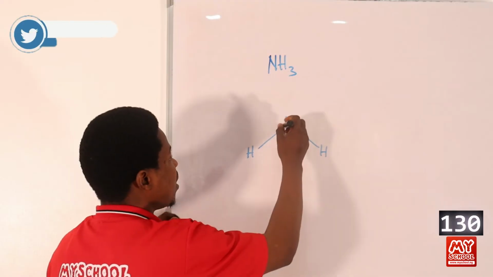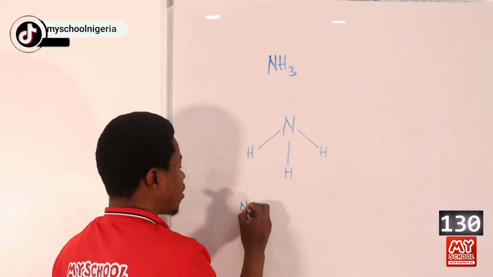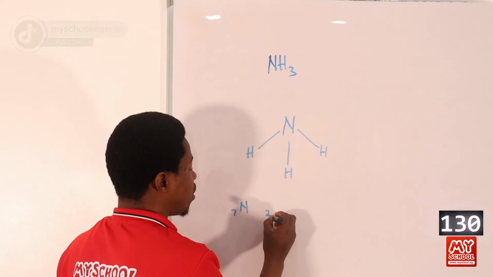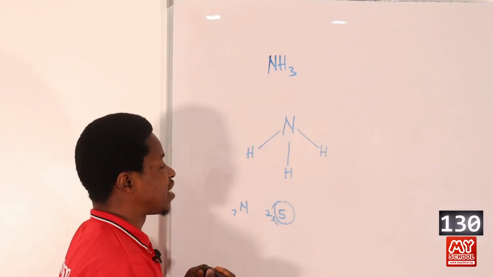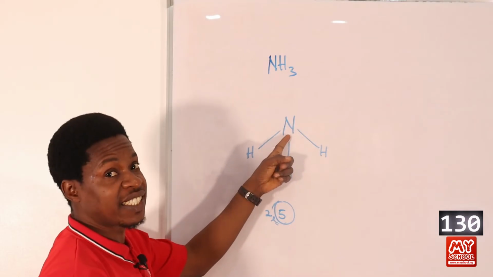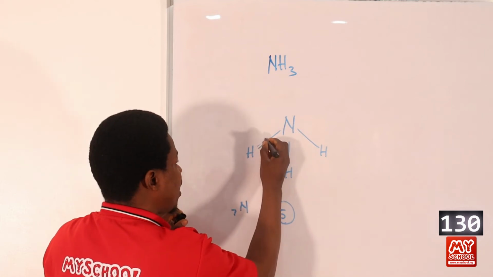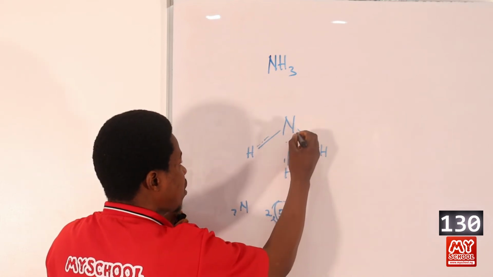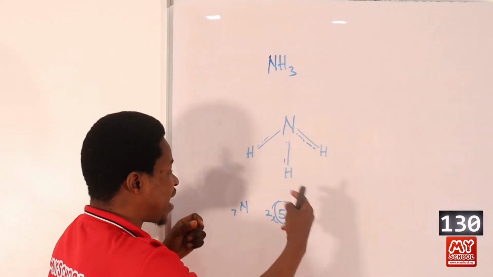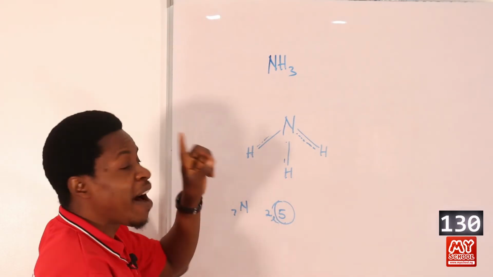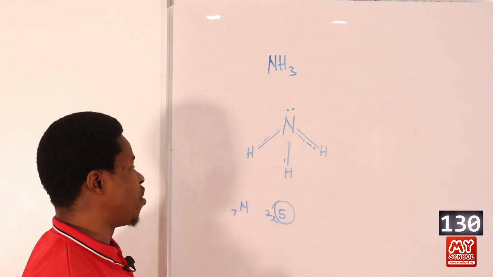Now nitrogen is the central atom, and we know that nitrogen has atomic number 7, so that means it has 2 electrons in the first shell and then 5 electrons in the outermost shell. Now of these 5 electrons that this nitrogen has, 3 of them would have been used in bonding with this hydrogen, another hydrogen, another hydrogen. So 3 of the 5 valence electrons have been used. So we have 2 electrons, one lone pair of electrons, that is left.